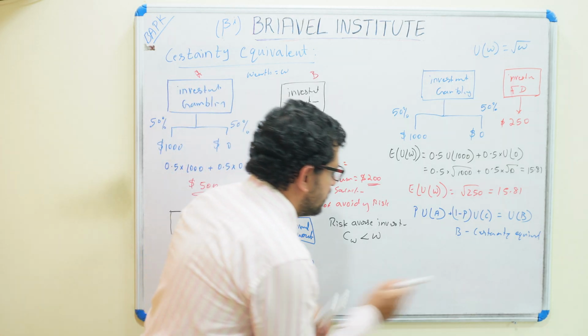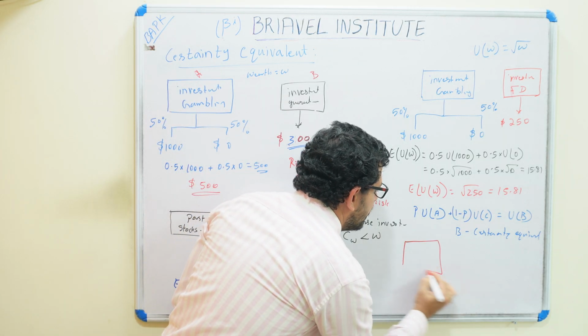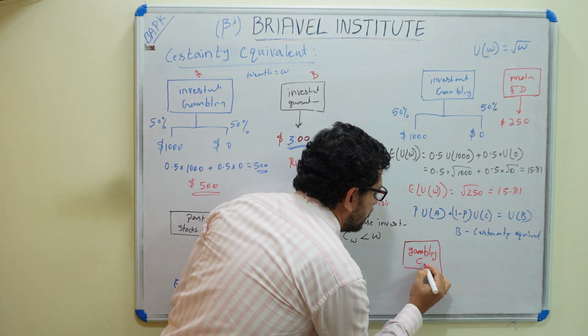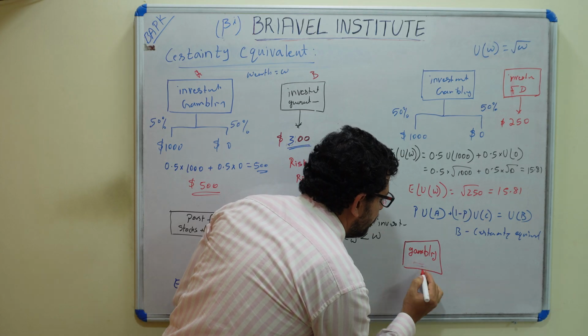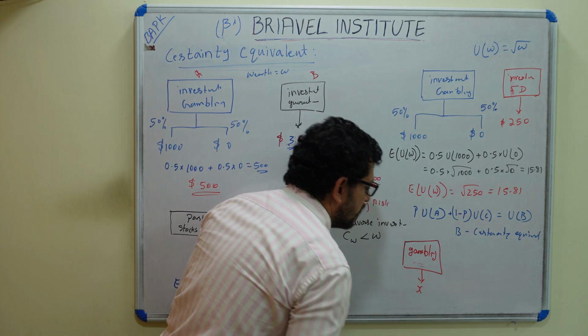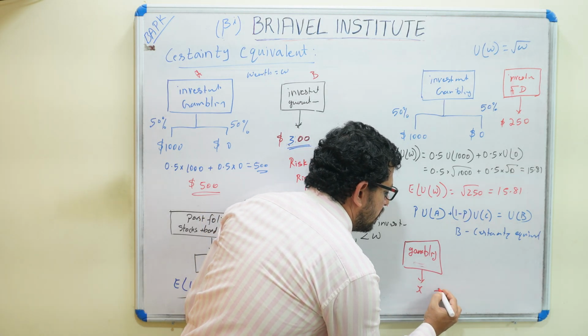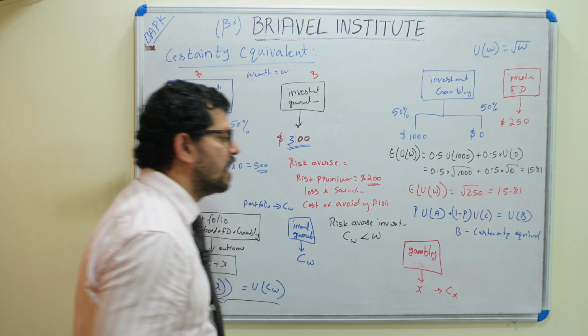One more term we can learn is certainty equivalent for gambling alone. We can see the gambling alone. What is the outcome? The outcome is H. For gambling alone we get the outcome H. The certainty equivalent for this we can represent as CS in gambling alone.